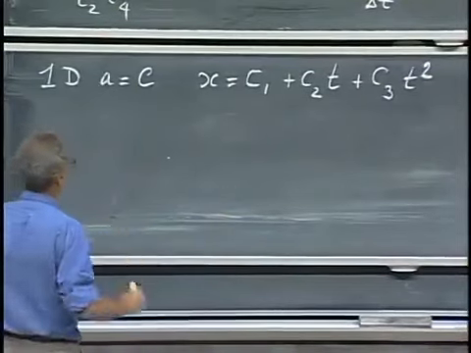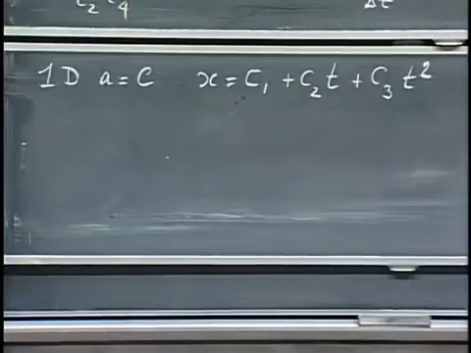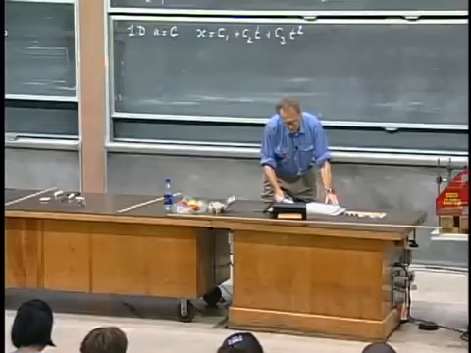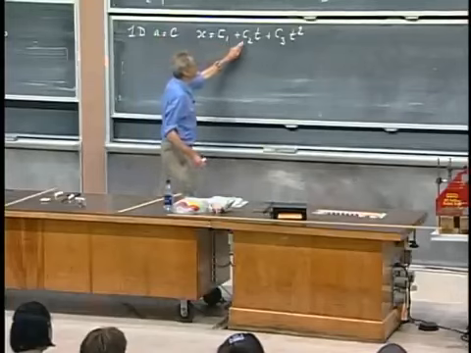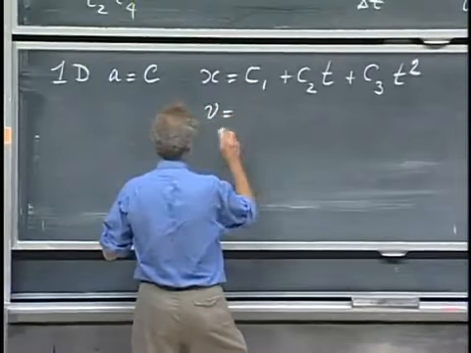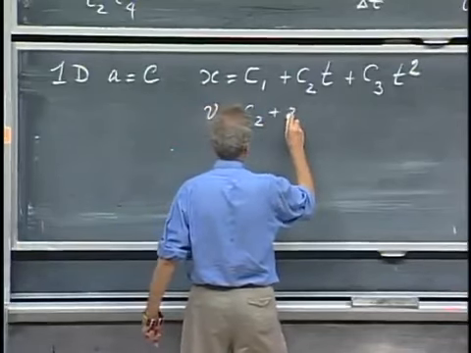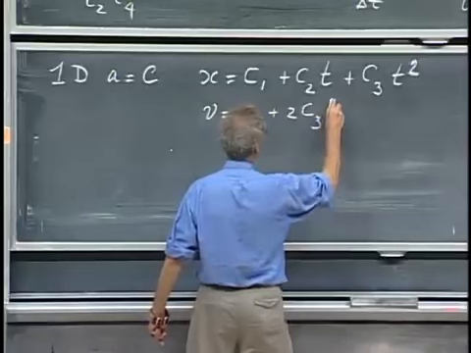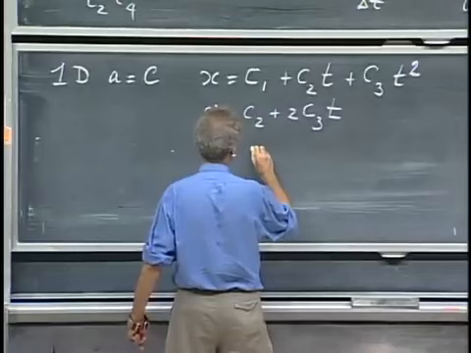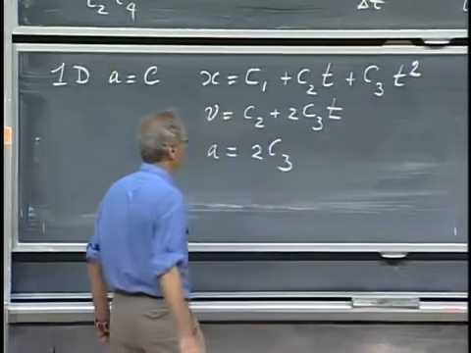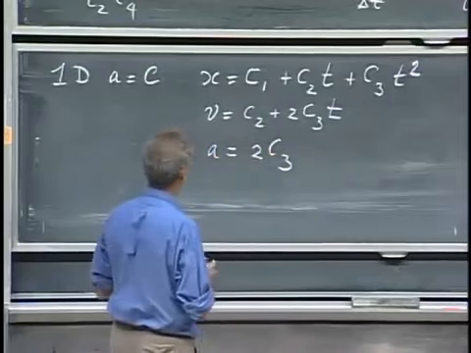And notice, oh, I already erased my example. My example is gone. But you would have seen this was an 8 before. And here we had, what did we have? We had minus 6t, and we had plus 1t squared. So you recognize these three. I can now take the derivative. And so I get v equals c2 plus 2c3 times t. And then I get the acceleration equals 2c3. And now we get some insight into these quantities.